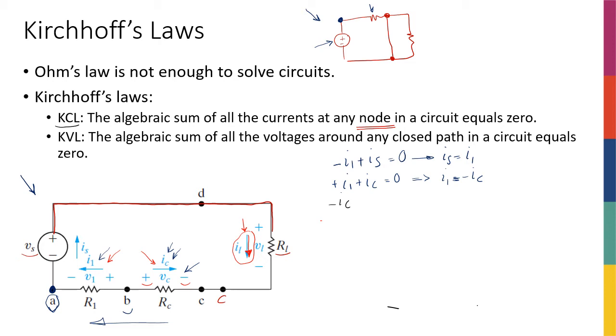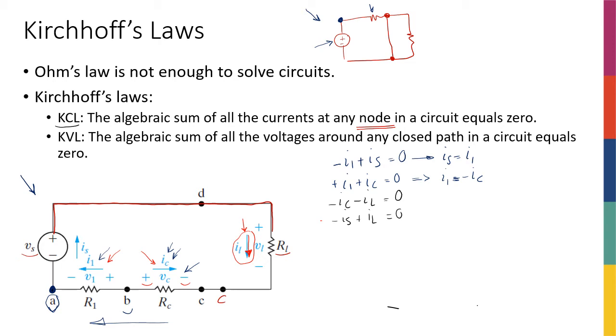And then IL is also coming into it, so negative IL is equal to 0. And then for node D, I have IS coming into node D, so negative IS, and IL going out, so plus IL is equal to 0. Okay, so it's as simple as that.